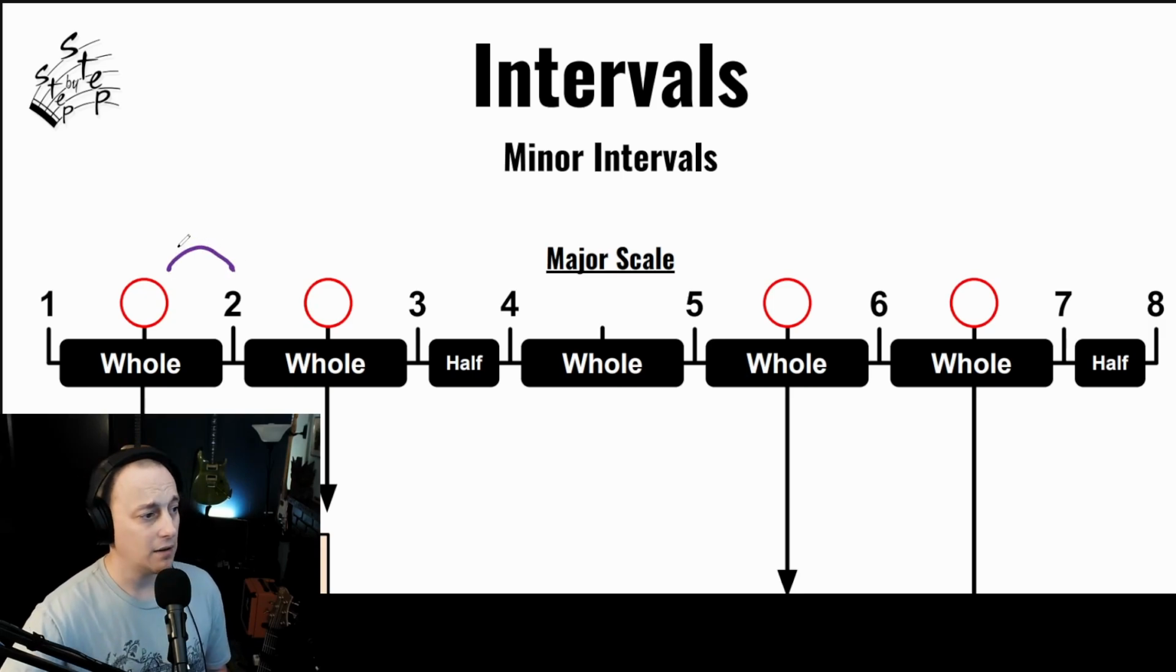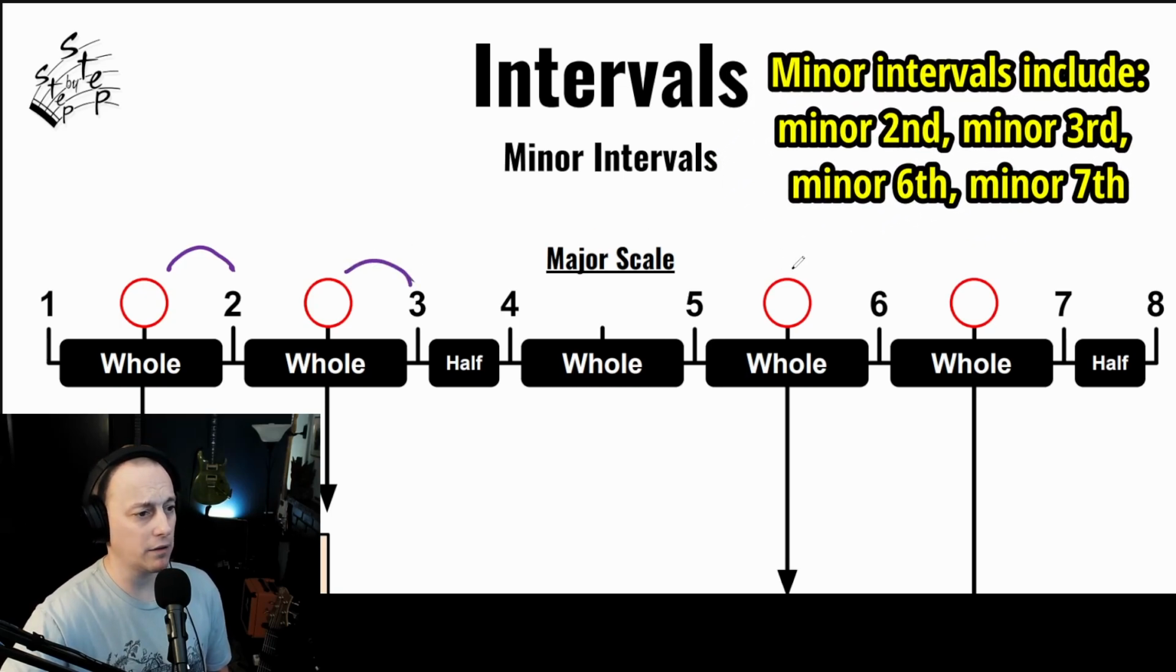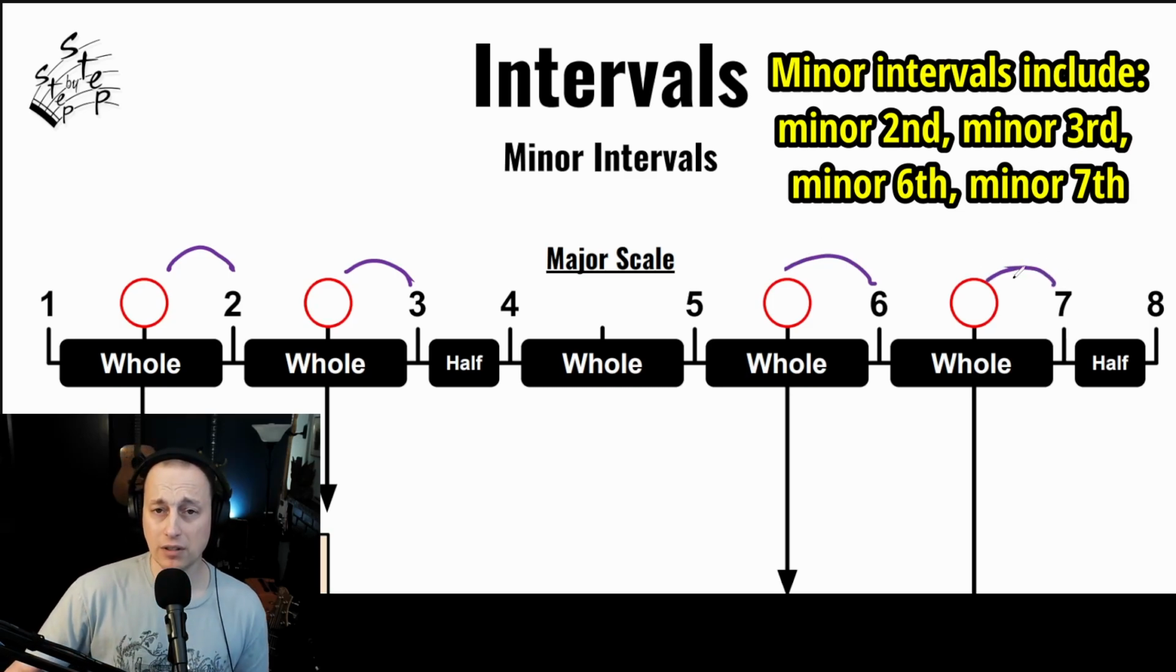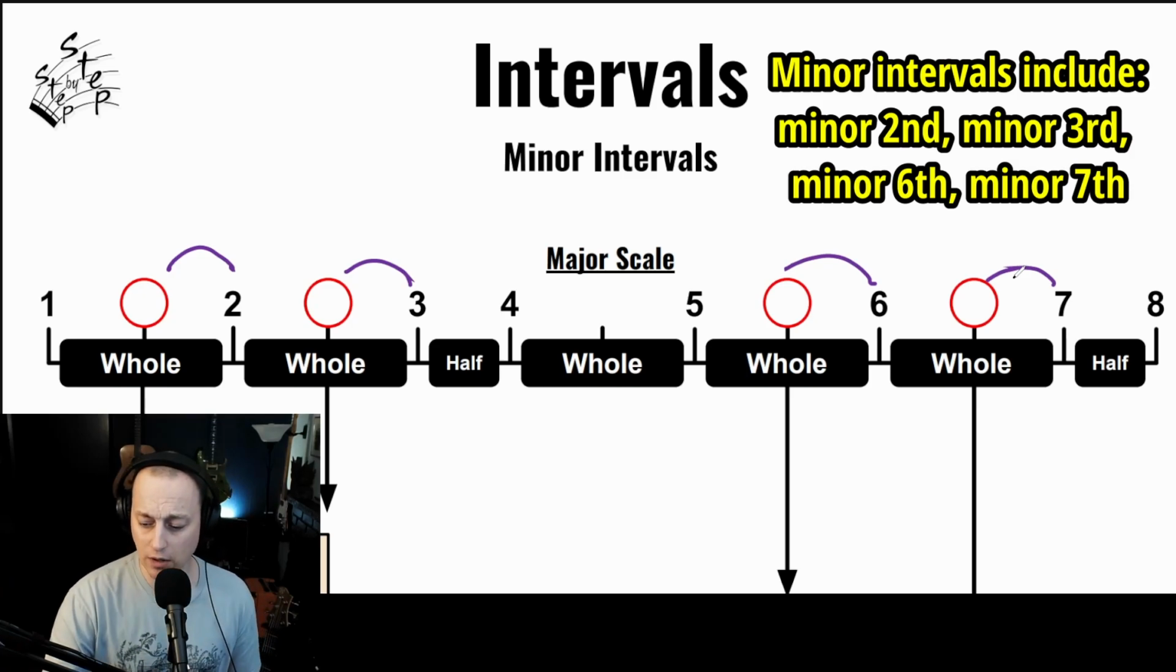2 made flat becomes a minor 2 or a flat 2. 3 brought down becomes a flat 3 or minor 3. 6 going down becomes a minor 6. Seven moved down becomes a minor seven, or flat six, flat seven, right? These are all the same thing here.